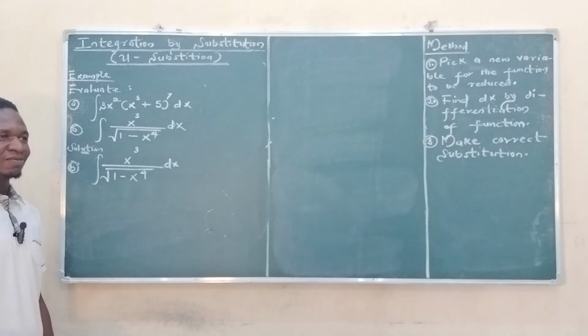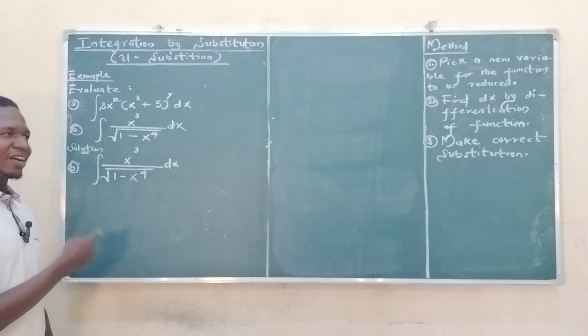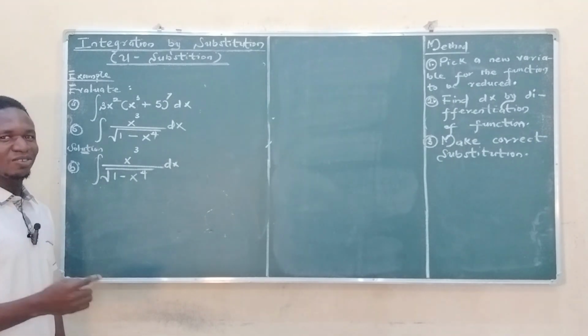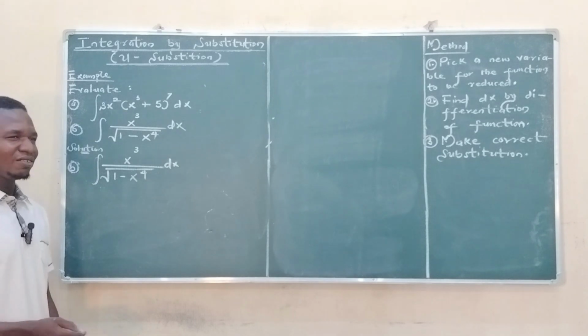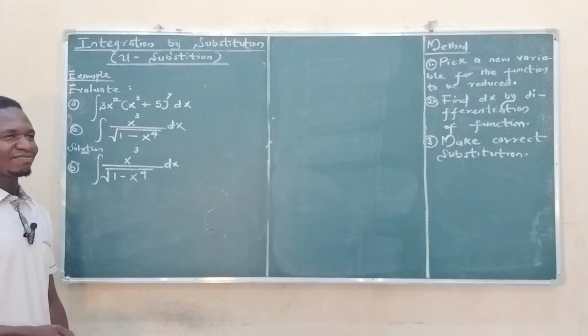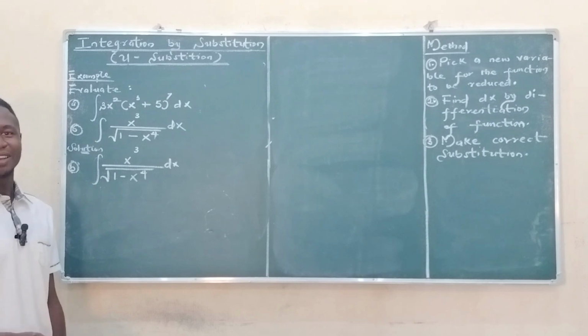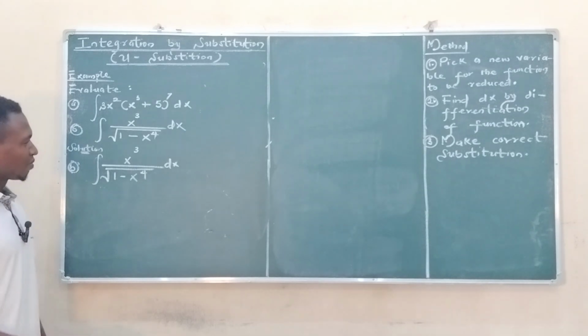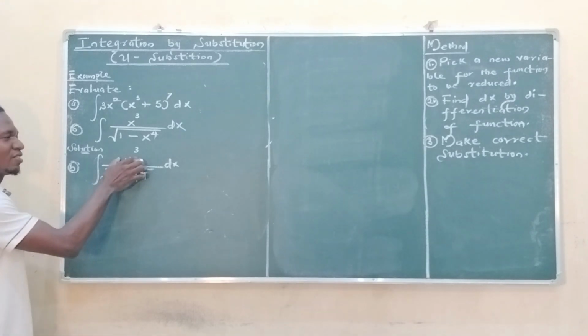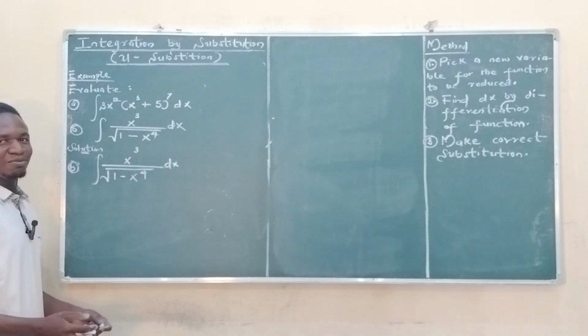Now, once again, with the eyes of a policeman, look at this particular integrand that is to be integrated. Look at this numerator here. The numerator here is given as x raised to the power of 3. This is a simple function.